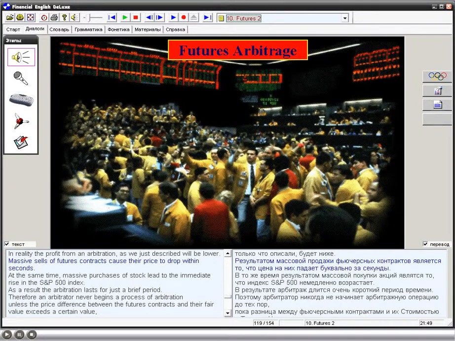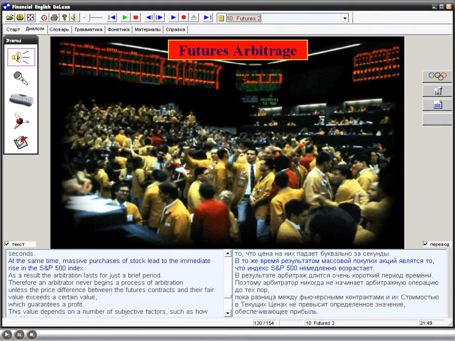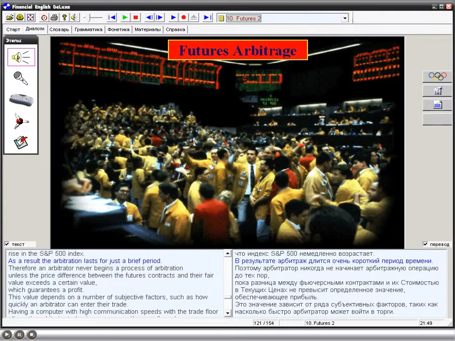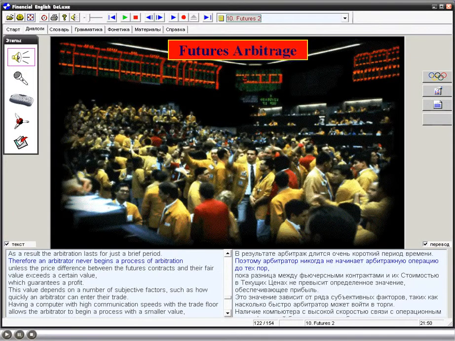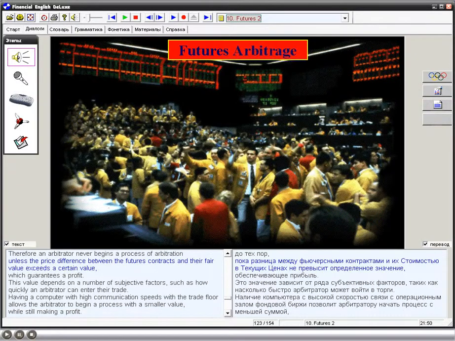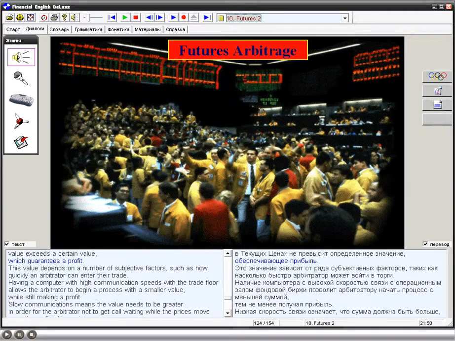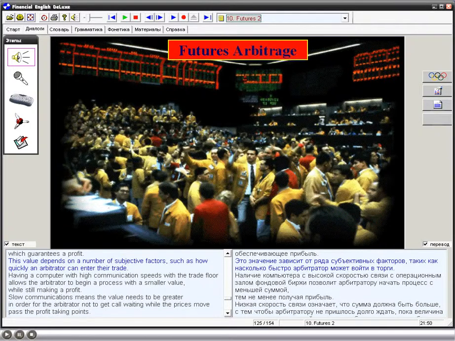Massive sales of futures contracts cause their price to drop within seconds. At the same time, massive purchases of stock lead to the immediate rise in the S&P 500 index. As a result, the arbitration lasts for just a brief period. Therefore, an arbitrator never begins the process of arbitration unless the price difference between the futures contracts and their fair value exceeds a certain value, which guarantees a profit.